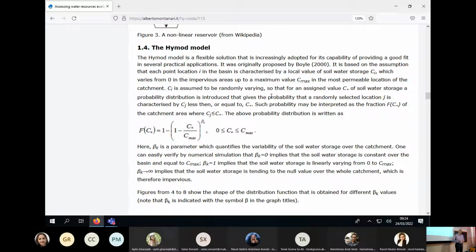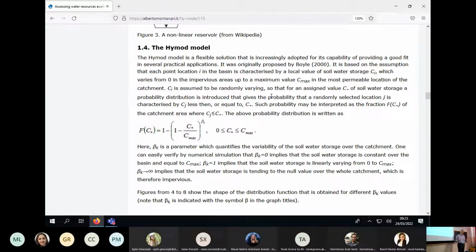This given value, potential water storage in the soil, should range between 0, because the minimum is 0 and we can't have a negative water storage, and a maximum, C max. If we give a value of C star ranging between 0 and C max, this relationship tells me the fraction of the catchment where I have a soil water storage less than or equal to C star. So this fraction varies from 0 to 1.